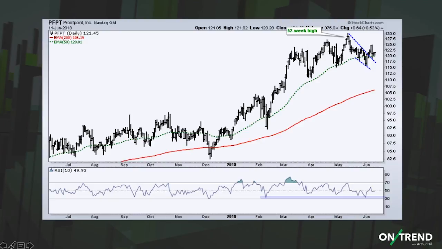Next up, we have Proofpoint, which is part of the cybersecurity ETF, and it had a big breakout there in the beginning of the year. And it didn't correct. When the market corrected, Proofpoint continued to work its way higher. That's a positive sign. So we had this little wedge, and now we're breaking out of the wedge, and so it looks like Proofpoint wants to head higher and record another new high.